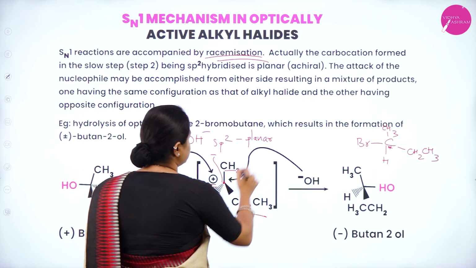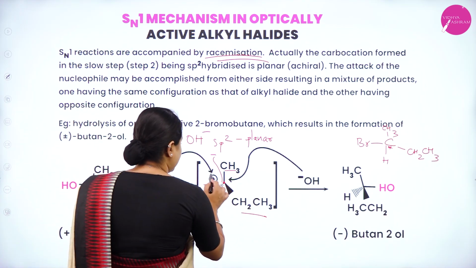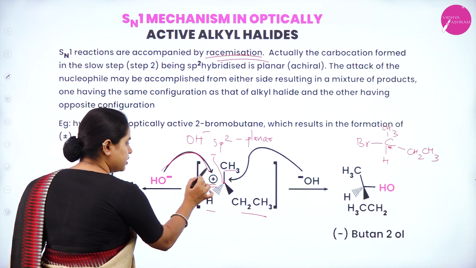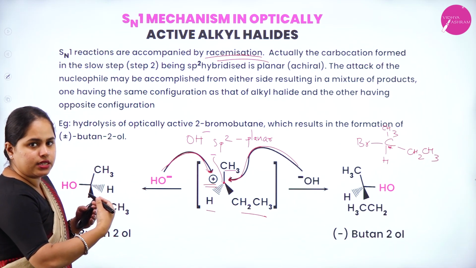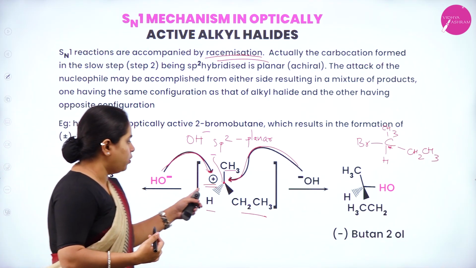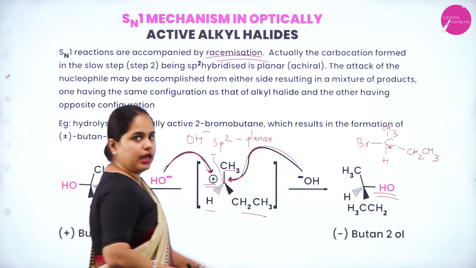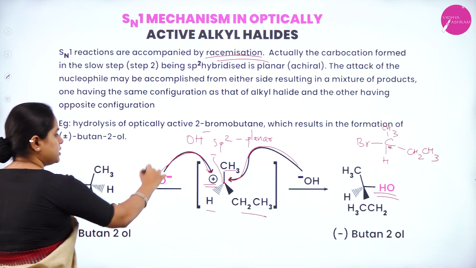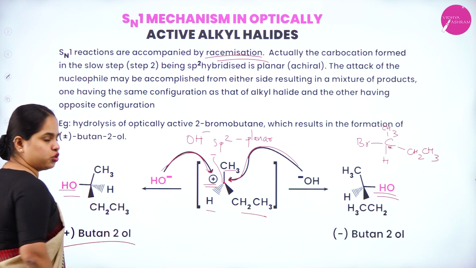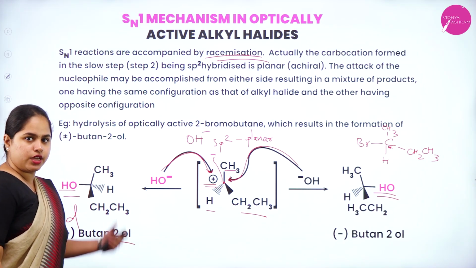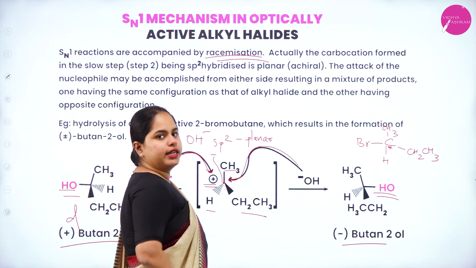Hence, as it is planar, the OH minus, which is a nucleophile, can attack from either side. As you can see from the arrows, it can attack from this side or from this side as well. If it attacks from the right side, the OH will be attached on the right side. If it attacks from the left side, the OH minus will be attached on the left side. So this is plus butan-2-ol, the D form, that is dextrorotatory. And this is minus butan-2-ol, that is levorotatory.